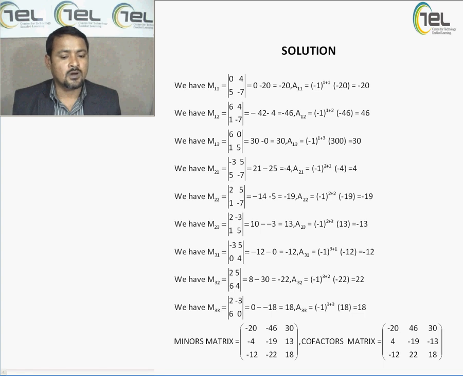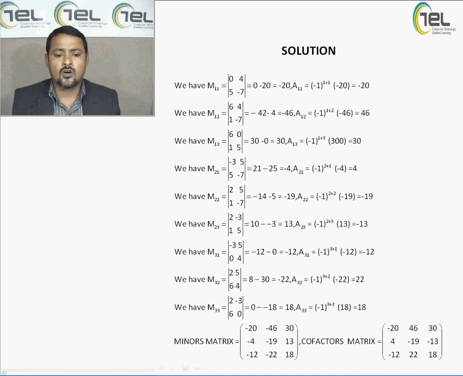M12 is 6, 4, 1, minus 7, that is minus 42 minus 4, that is minus 46. So A12 would be minus 1 to the power 1 plus 2, the minus into minus is plus. So these are all positive values that we are imbibing into the system.